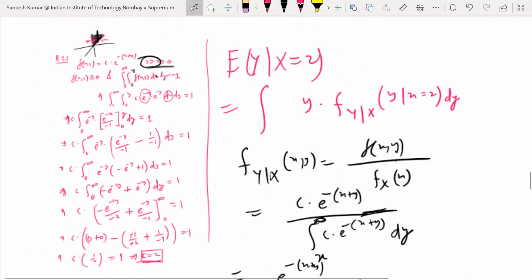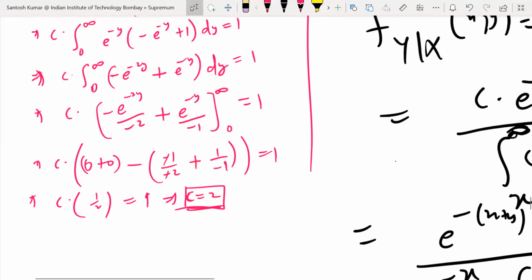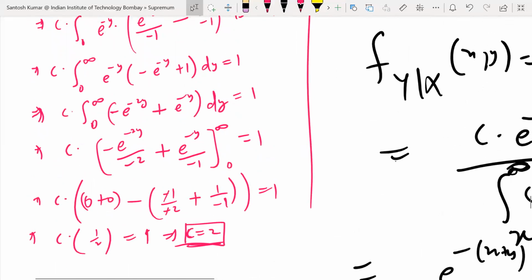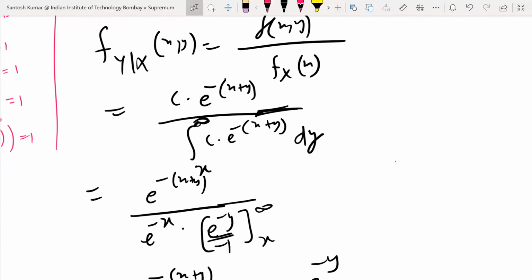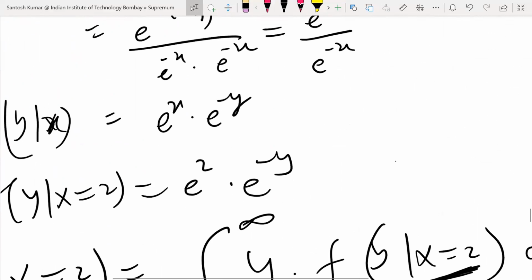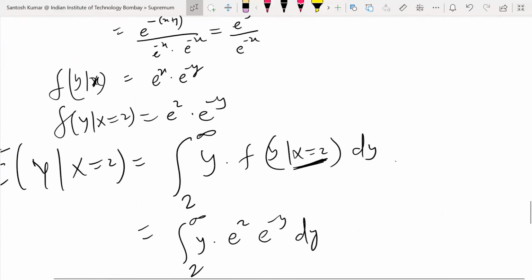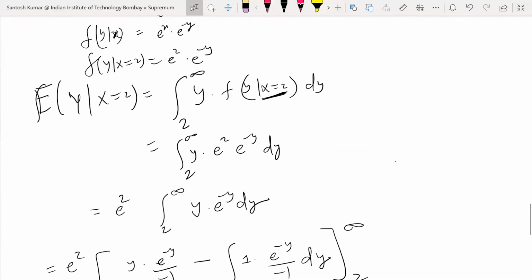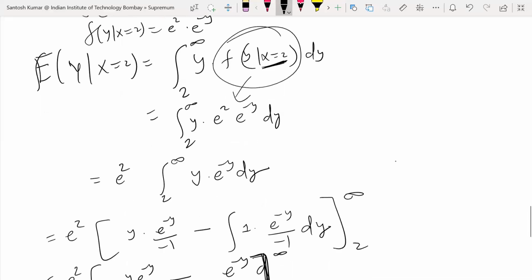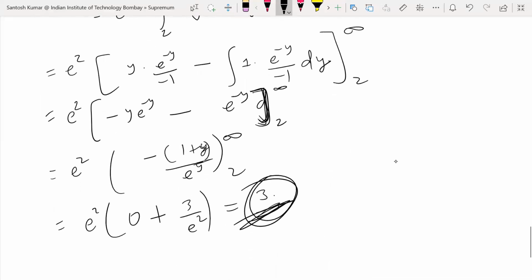So first we calculated c, which we got as 2, and then we needed the conditional PDF of y given x. Then we found the conditional PDF of y given x, and put x equal to 2. Now the conditional expectation is y times f of y given x equal to 2. We just apply the definition, then this we already got. Then after doing integration by parts, we got the answer 3.